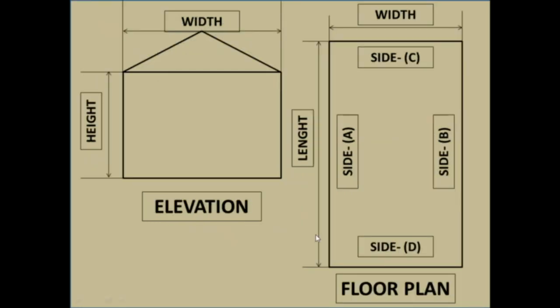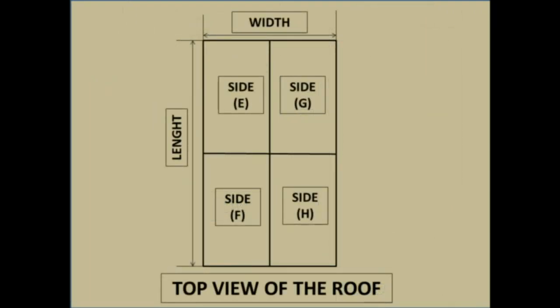For the calculation of external coefficient, this is our elevation of the truss, this is the height, and this is the width. This is the floor plan. This side is called side A, this side is called side B. This side is called C and this side is called D. Top view of the roof. The roof is divided into 4 segments. This side is called E, this side is called F, this side is called G, this side is called H.